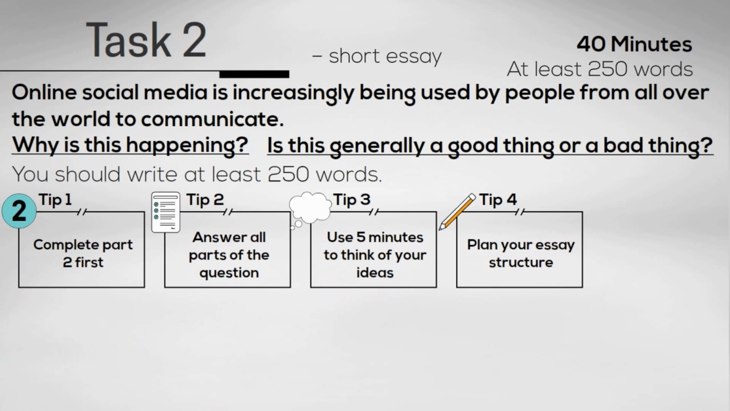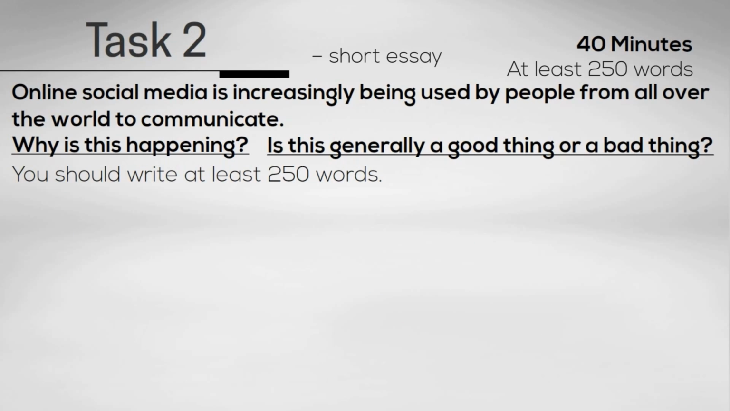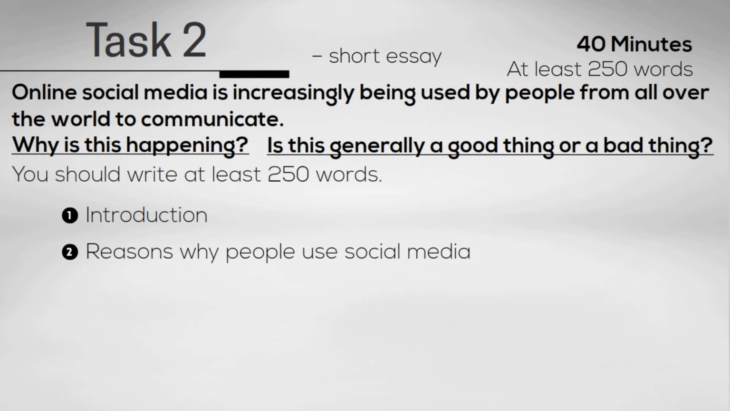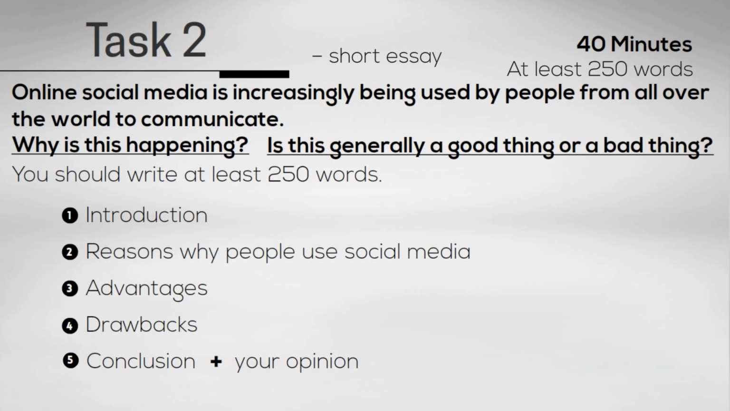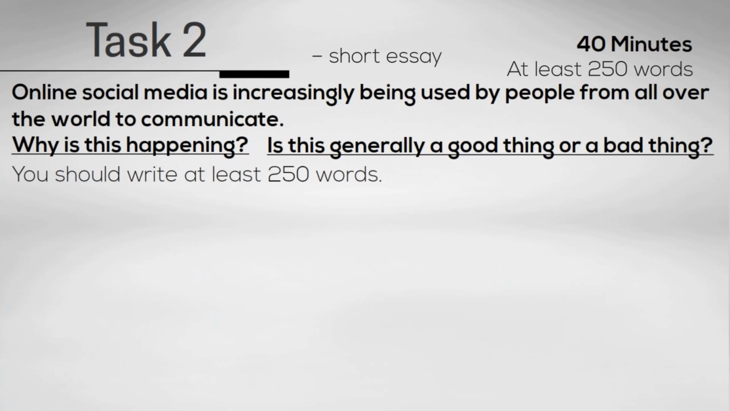Tip number 4 is to next quickly plan your basic essay structure. In this essay, you'd probably have 5 paragraphs in total. The introduction, the reasons why people use social media in paragraph 2, advantages in paragraph 3, drawbacks in paragraph 4, and then a conclusion with your opinion for the final 5th paragraph. The notes you have made in the first 5 minutes form the basis for your plan.